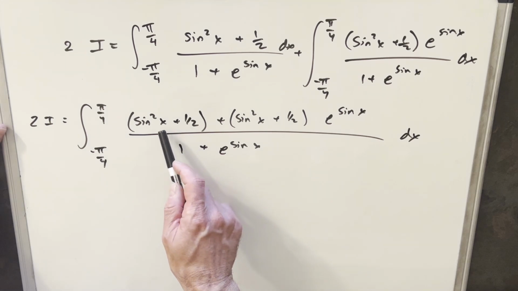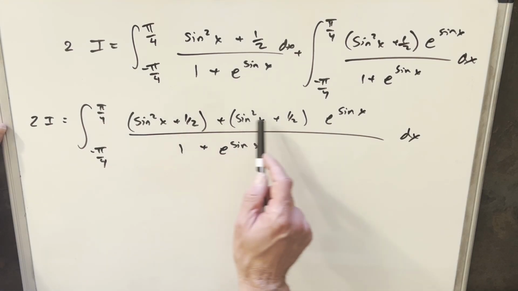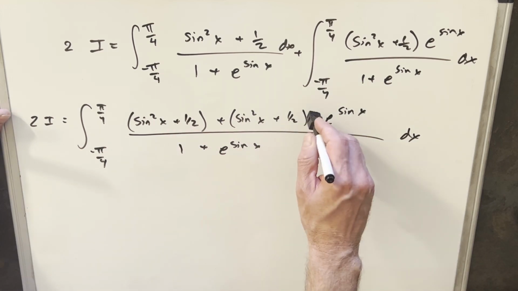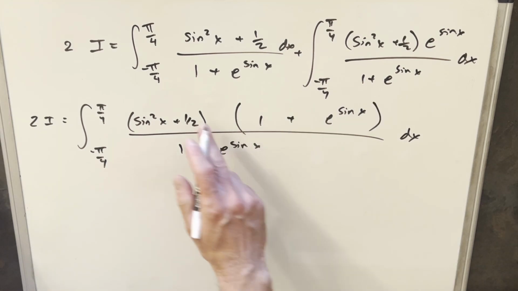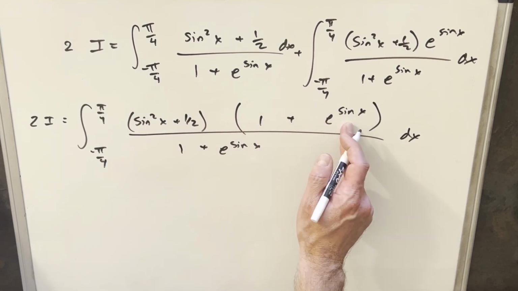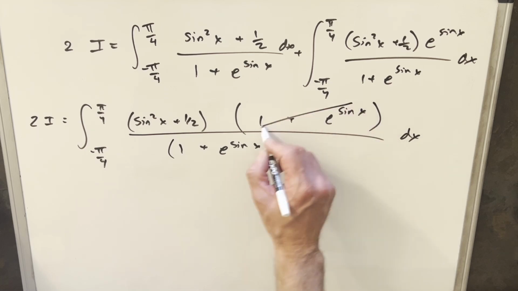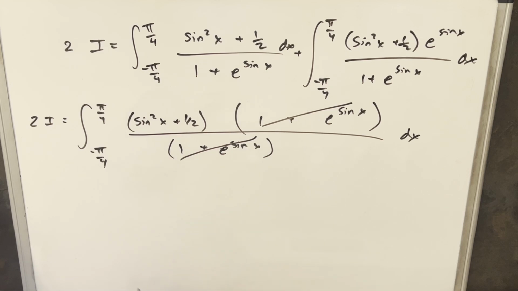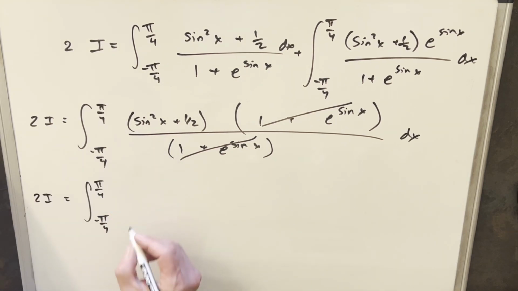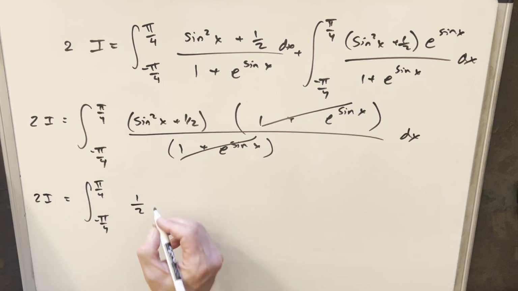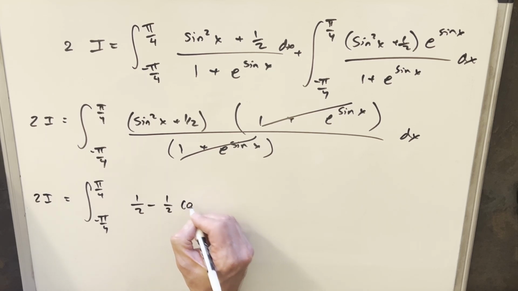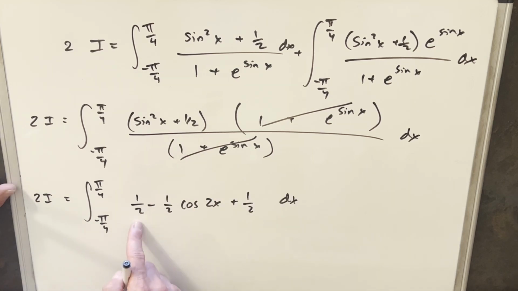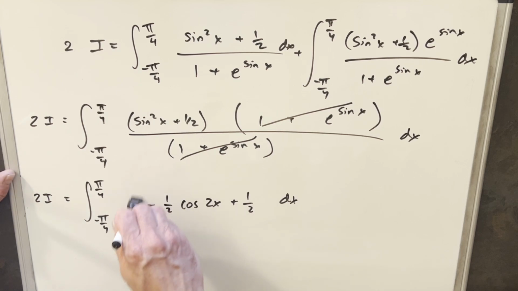From here, what I notice is we have this term in common: sine squared x plus 1/2 in each of these. So we can factor it out, and after factoring I can write this as 1 plus e to the sine x. But the beauty of that is it's just going to cancel with this, and now we're integrating sine squared x plus 1/2, and that's something I think we know how to do. I'm going to rewrite sine squared x using the power reduction formula as 1/2 minus 1/2 cosine 2x. But let's not forget this 1/2. Because we have 1/2 plus 1/2, I'm just going to rewrite that as 1.